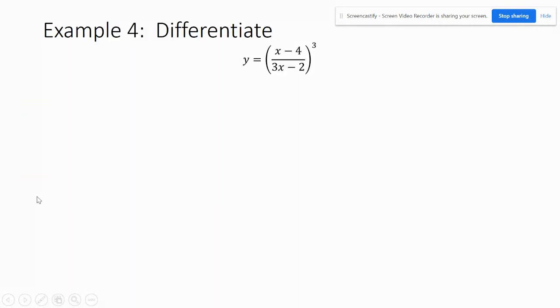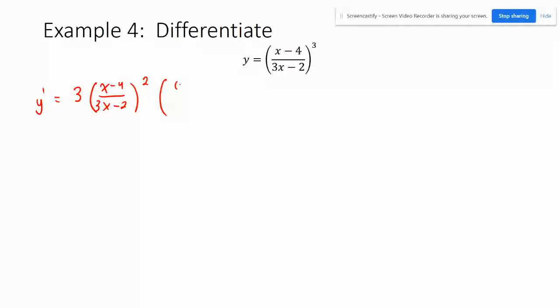Okay. Similar type of question over here. On the inside, we have a quotient. On the outside, we have something cubed. So the outside function is something cubed. The inside function is (x minus 4) over (3x minus 2). So for our derivative, the derivative of the outside is 3 times the quantity, like this. So there's the derivative of the outside, that's the cubic part, times the derivative of the inside.